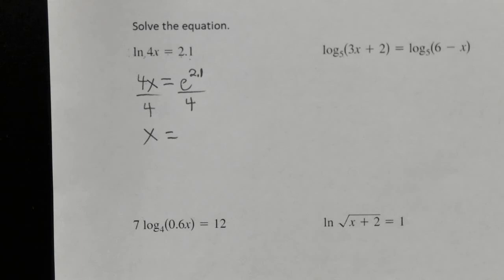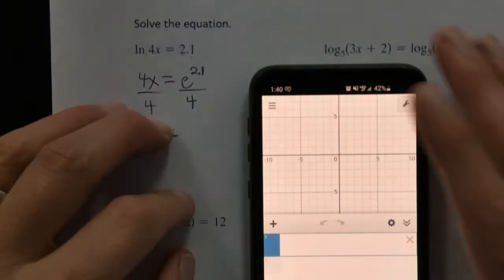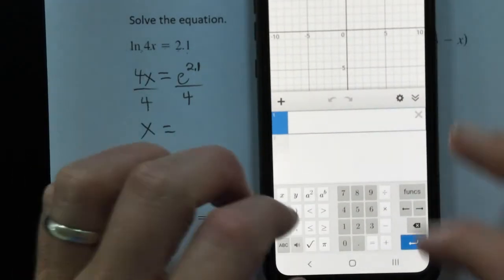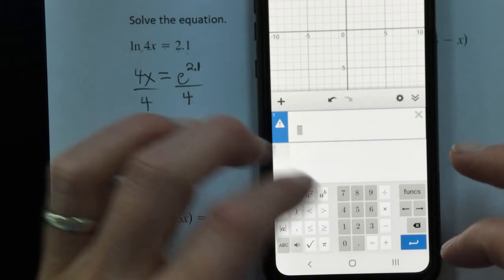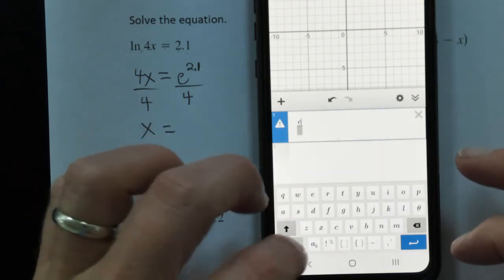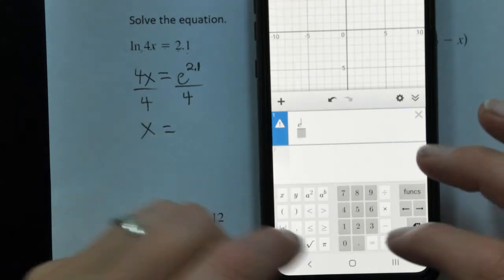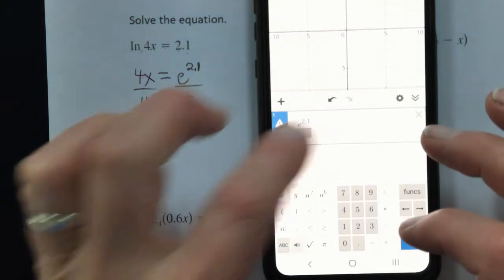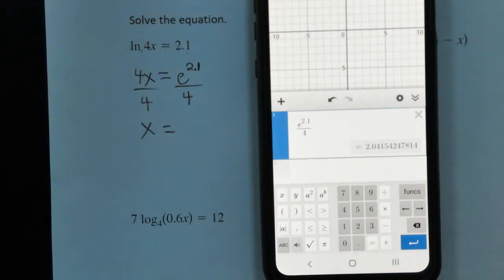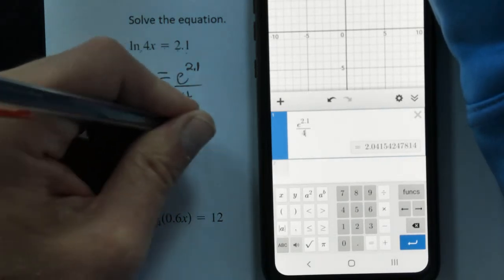Again, Desmos is a good tool to have on our phones. So really what I want to do is find out what e raised up to the 2.1 power divided by 4 equals. And it's 2.04. So there's your answer.